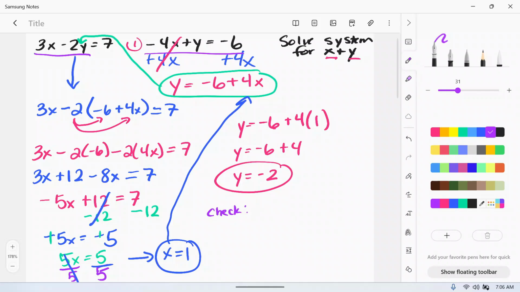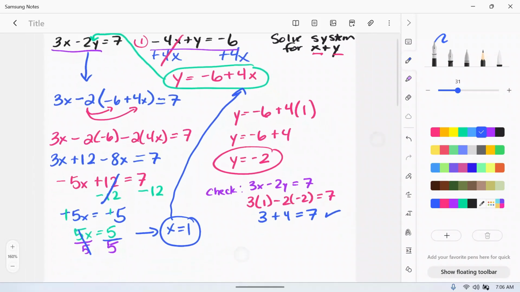So I'm going to start with the one on the left. 3x minus 2y is equal to 7. And I'm going to show directly my substitution of x, which was 1, and y, which is -2. And then I'm going to simplify over here on the left to make sure that it does indeed add up to 7. So 3 times 1 is 3. -2 times -2 is a +4. 3 plus 4 is equal to 7. So that one does work.